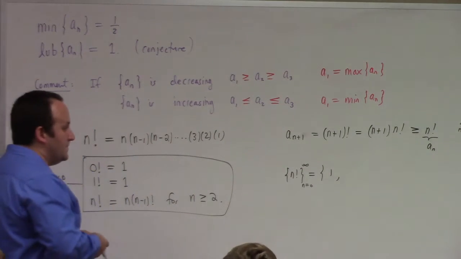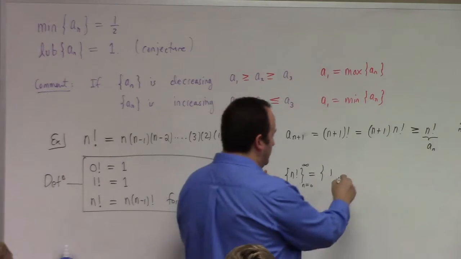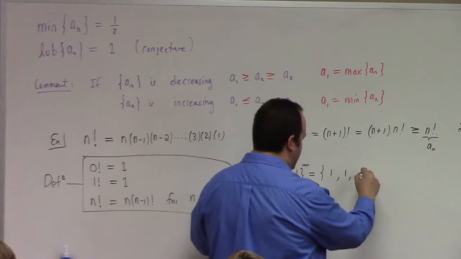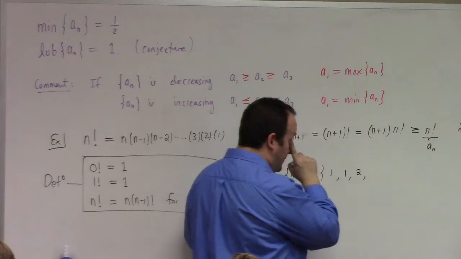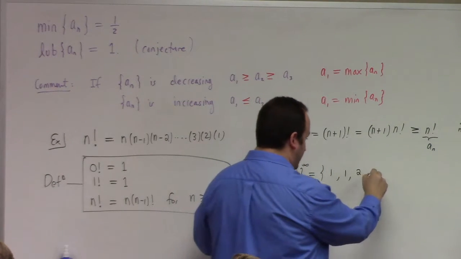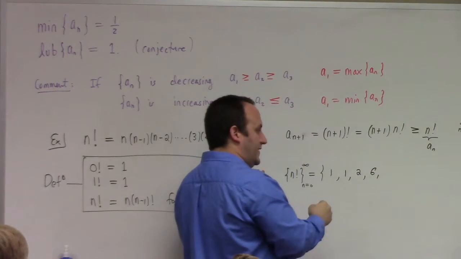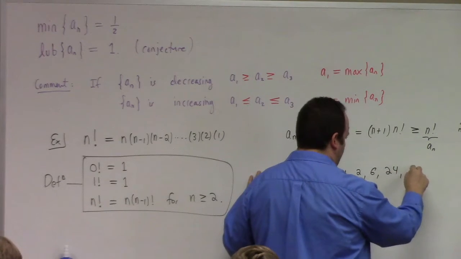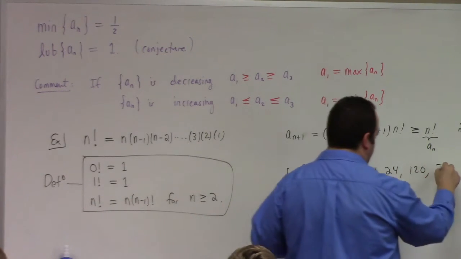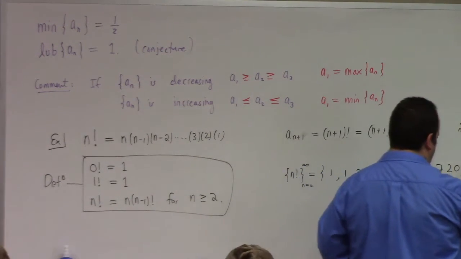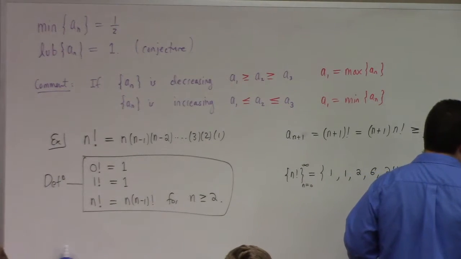But at the same time, every once in a while, I have to give you an example that starts at 0, like this one. So 1, 1, 2 factorial is 2 times 1, which is 2. And then 3 factorial, 6. And then 4 factorial, 24, 120, 720, 5040. That's all I know.